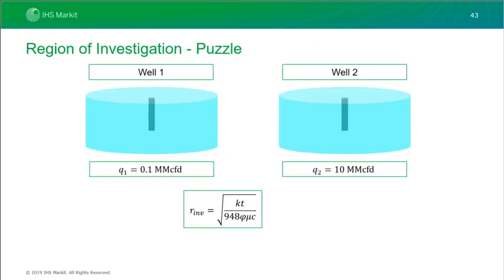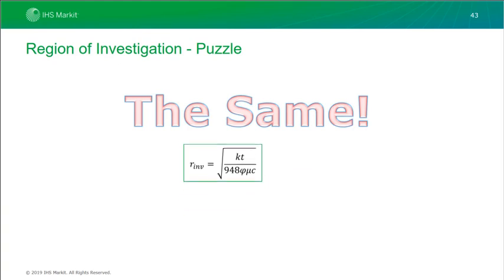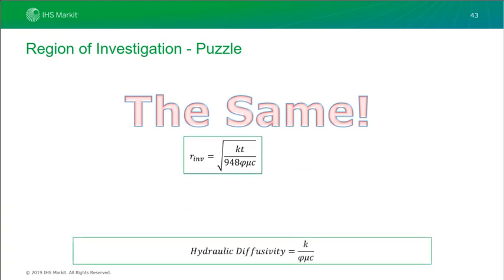So these two wells are the same size and in reservoirs with the same net pay and reservoir properties, but they have different flow rates. At a given point in time, which well will have a greater radius of investigation? The answer is the same. They'll both have the same radius of investigation. The hydraulic diffusivity, in fact, will control the radius of investigation. The hydraulic diffusivity is, in fact, independent of rate.